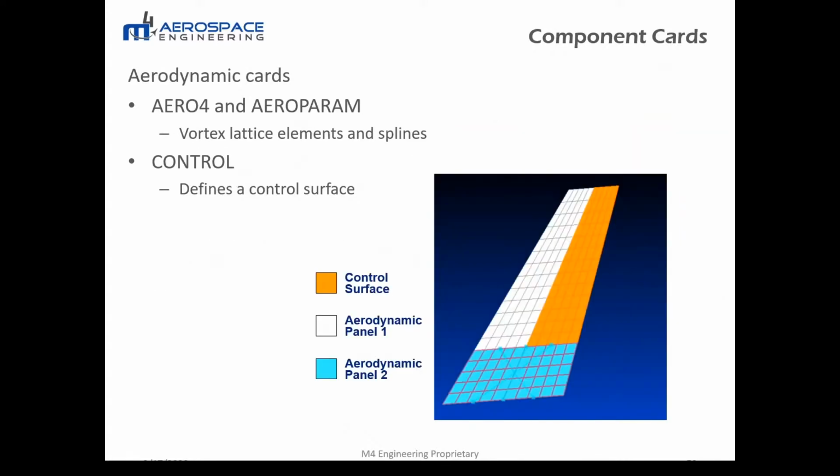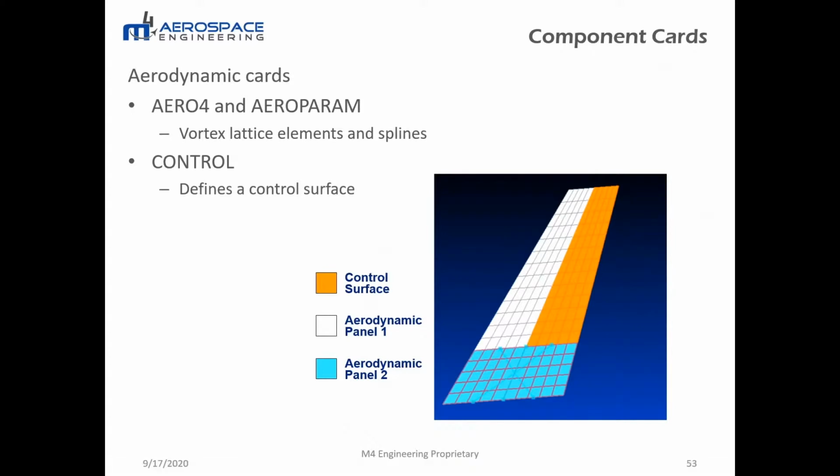Next, we have aerodynamic cards. The Aero4 and Aeroparam cards are used to define vortex lattice elements and splines. These can be used in aerostructural analyses. Additionally, the user can define control surfaces with the control card.